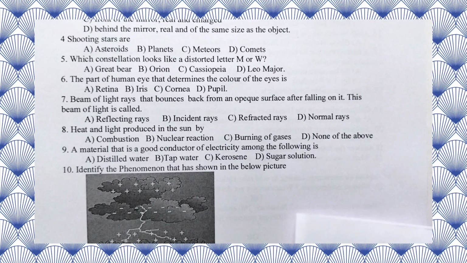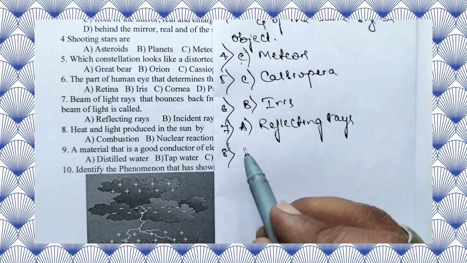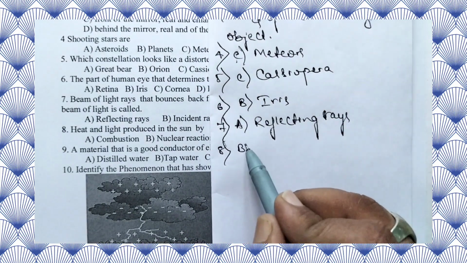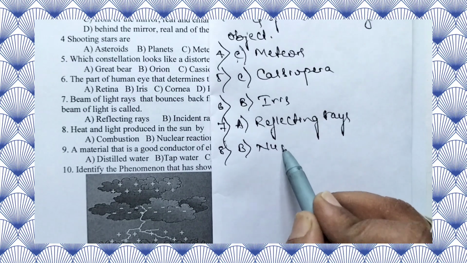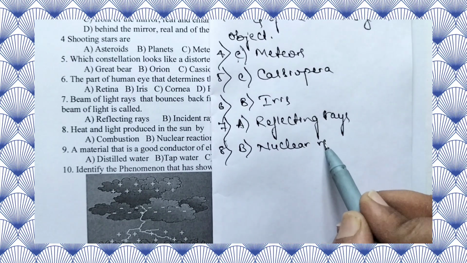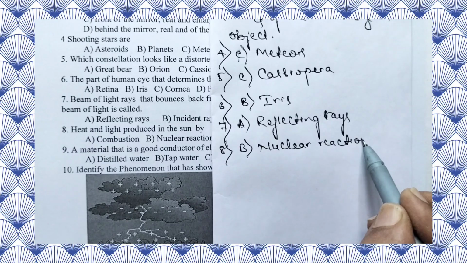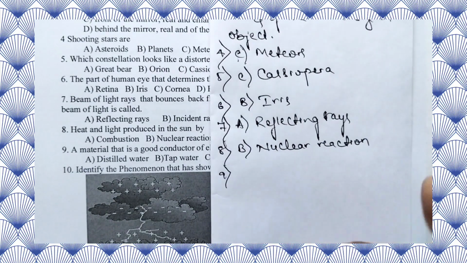Then coming to the eighth question, heat and light produced in the sun by combustion, nuclear reaction, burning of gases, none of the above. The right answer for the eighth question is option B, that is nuclear reaction. So nuclear reaction is the right answer.